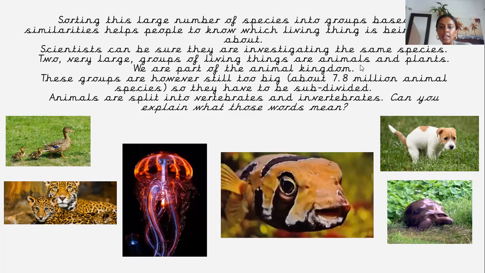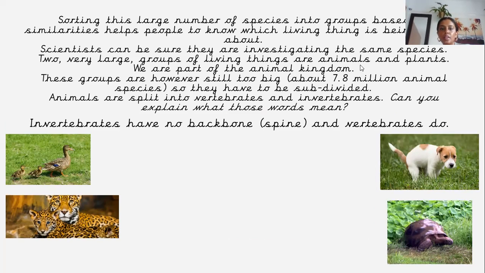Okay, so here are some pictures of different animals on our screen. So invertebrates are, let's say the word together, invertebrates have no backbone. And vertebrates, they do have a backbone. A backbone is a spine. If you take your finger and go behind your back and run it all the way down, you can feel your spine. So an invertebrate has no spine, no backbone, and a vertebrate has a spine and it has a backbone, which is the same thing.